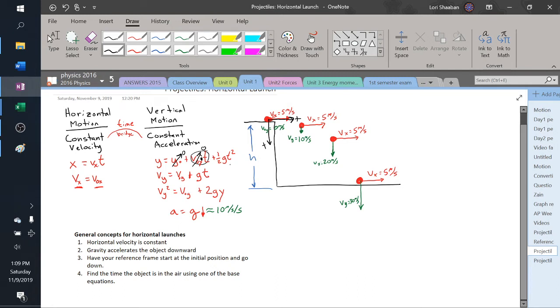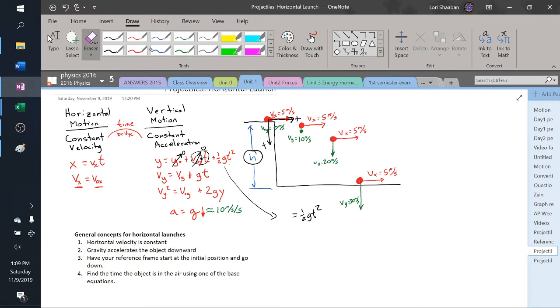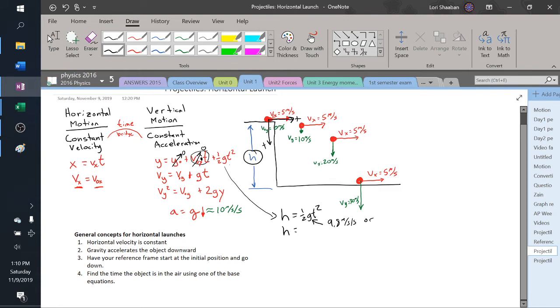And then we can rewrite y equals 1/2 g t squared. But wait a minute, y is the final, it's going down, so it goes to whatever that total height was. Okay, so it's going to go downward. We have gravity being, depending on what you want to use, 9.8 meters per second squared or 10 meters per second squared. Have the answer positive since you are doing down as positive.